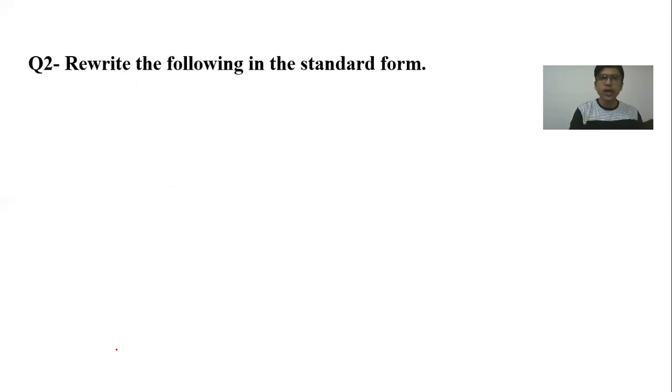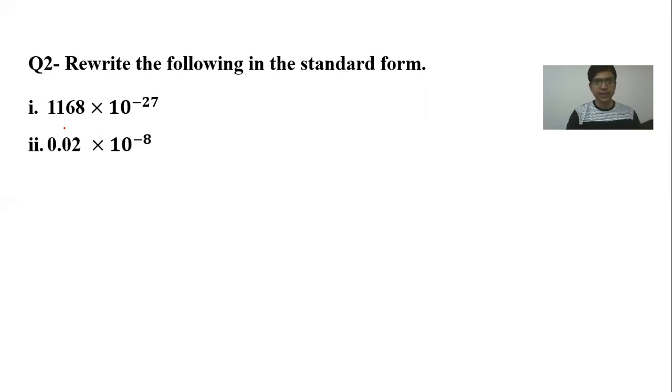Okay, so what we have to do, we will be given again some quantities and we have to write them in the standard form. So here we have some questions. The first question is 1168 exponent minus 27 and the second is 0.02 exponent minus 8. Okay, so first we will start with the solution for part 1.